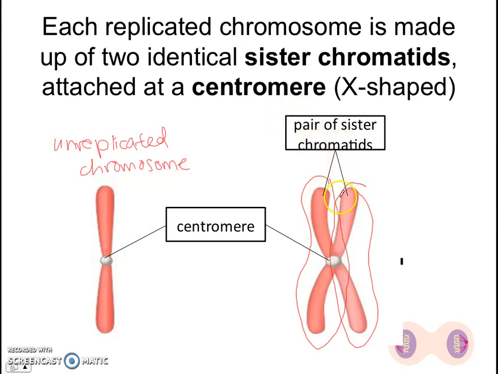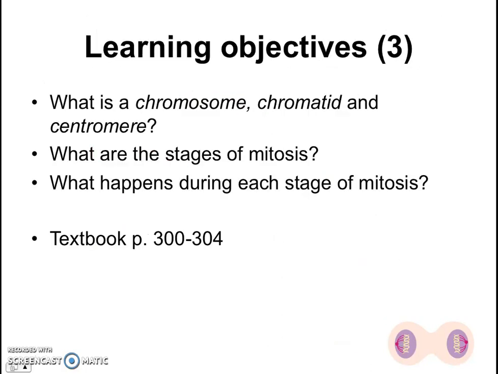And importantly, these sister chromatids are identical to one another. In terms of their DNA, in terms of the genes that they contain, they're identical because basically this one replicated to form 2. And finally, this pair of sister chromatids are attached at the centromere. So they are now very closely attached here, and that's what forms this X-shaped appearance. I hope that this video has helped you to learn the difference between what is a chromosome, a sister chromatid, and a centromere.